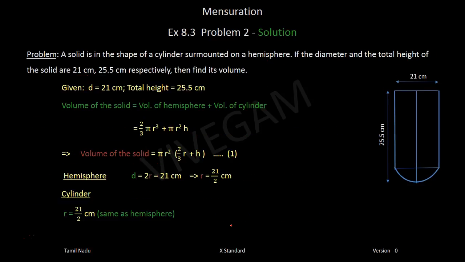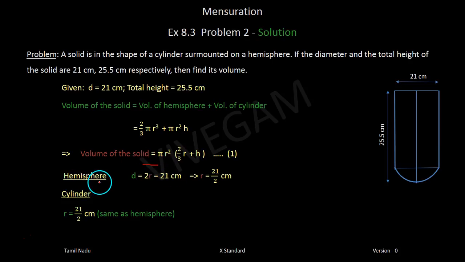Okay, now the solution is here. The diameter of the solid is 21 centimeter. The total height is 25.5. We know the volume of the solid is the volume of the hemisphere plus the volume of the cylinder. So that is equal to 2/3 pi r cubed plus pi r squared h. R is the same for both the hemisphere as well as the cylinder. H is the height of the cylinder. So for the volume of the solid, you take pi r squared commonly out, you get 2/3 r plus h. Okay, so now the formula is derived.